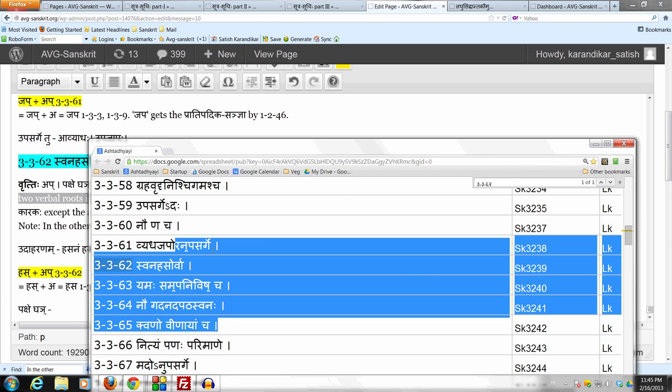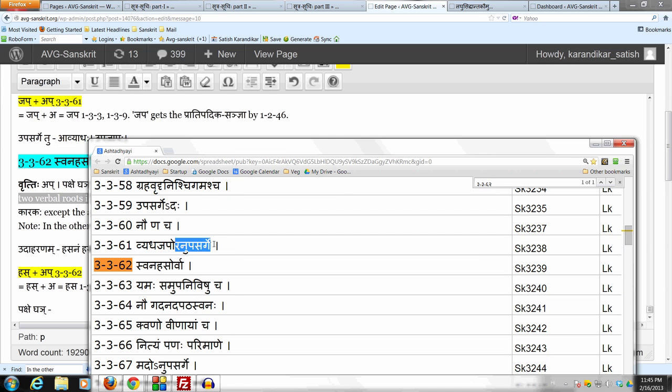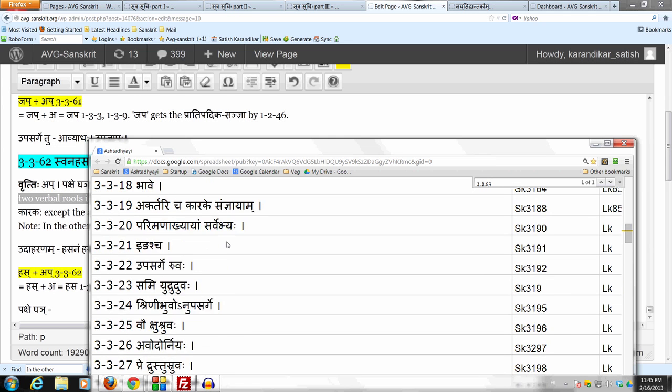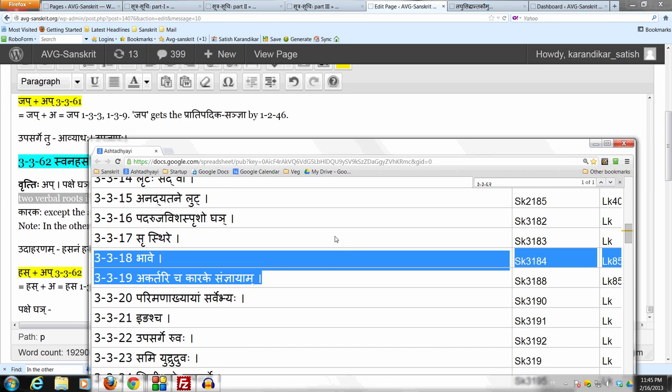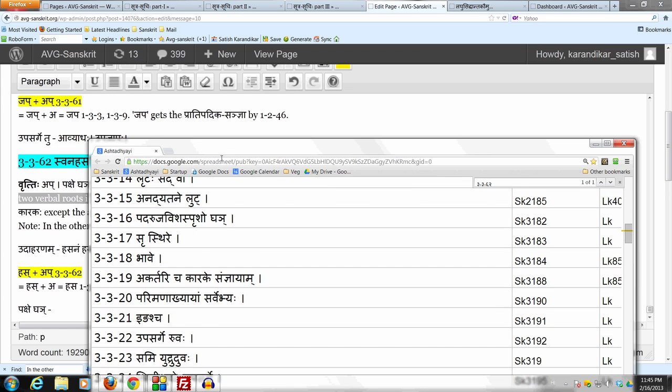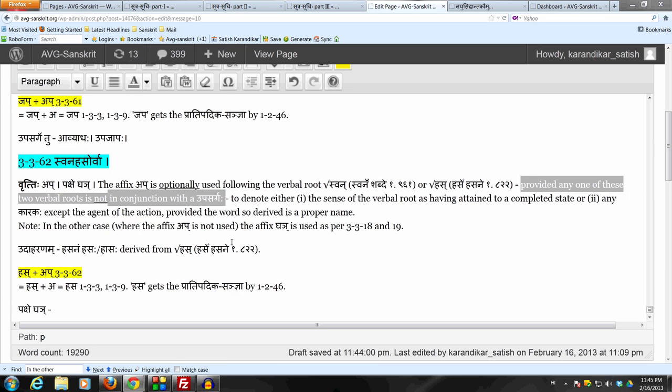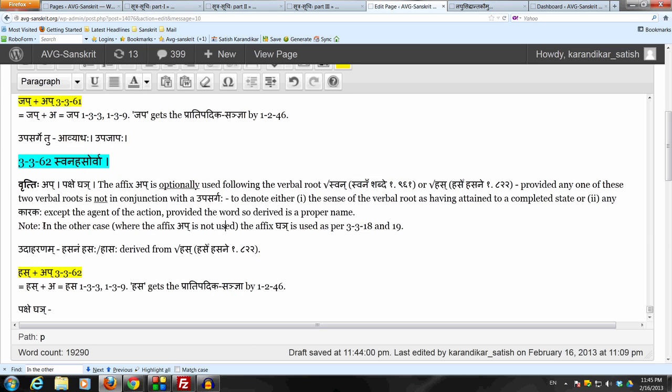And we know that this affix is used to denote either bhave, the sense of the verbal root as having attained to a completed state, this of course coming down from 3.3.18, or any karaka except the agent of the action, provided the word so derived is the proper name, that's coming down from 3.3.19. And as already mentioned, in the other case, when the affix up is not used, the affix ghai is used as per 3.3.18.19. So let's take a quick example.